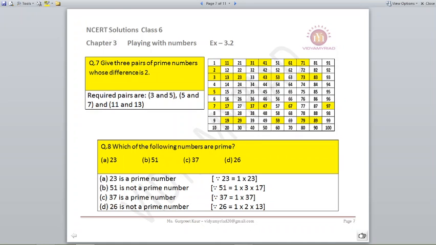That is 1, 3 and 17. So it's not a prime number. 37 of course is a prime number. Now 26. Now remember children, even numbers are not prime numbers. They are divisible. They are the factors of 2 100%. Only 2 is the only even prime number. Other than that, all the even numbers will be divisible and hence not prime numbers.